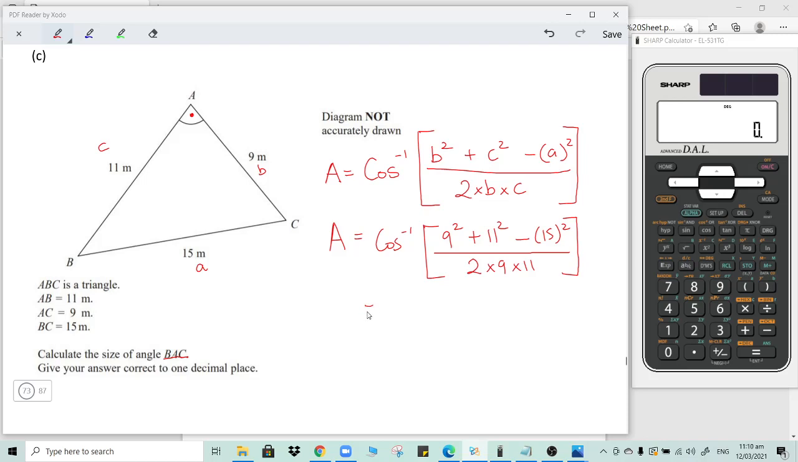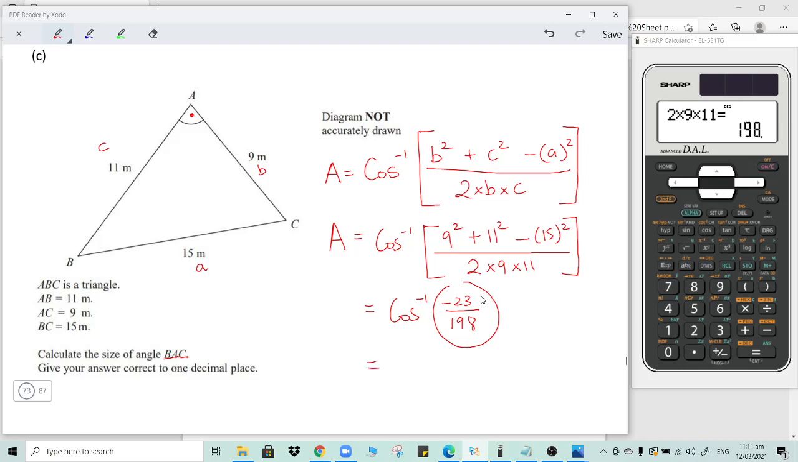So let's work out the top here quickly. Obviously, I have my calculator. It's on the screen here. 9 squared plus 11 squared minus 15 squared. On top, we get minus 23. Divided by 2 by 9 by 11. So 2 by 9 by 11, and we get 198.